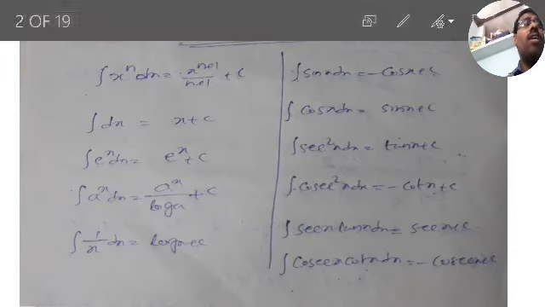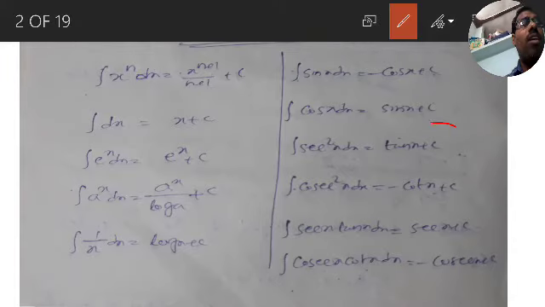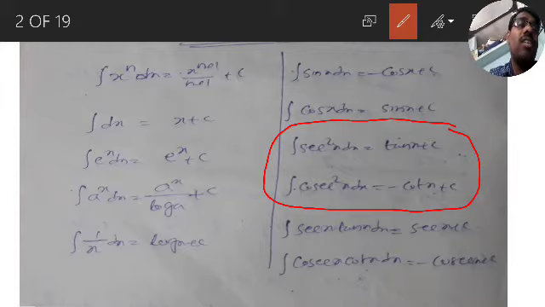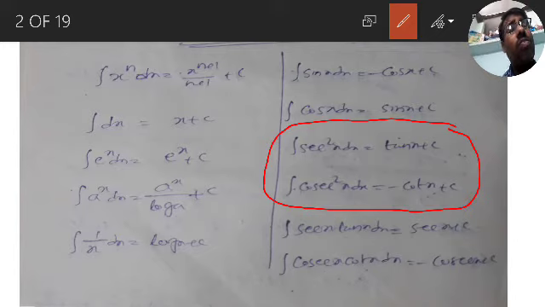And you see here what you are having. Integration of sec square x dx is tan x plus c. Integration of cosec square x dx is minus cot x plus c. Now you have the formulas for sec square and cosec square. What about tan square? Integration of tan square. Tan square you write in terms of sec square, that is tan square theta is equal to sec square theta minus 1. Then you get it.